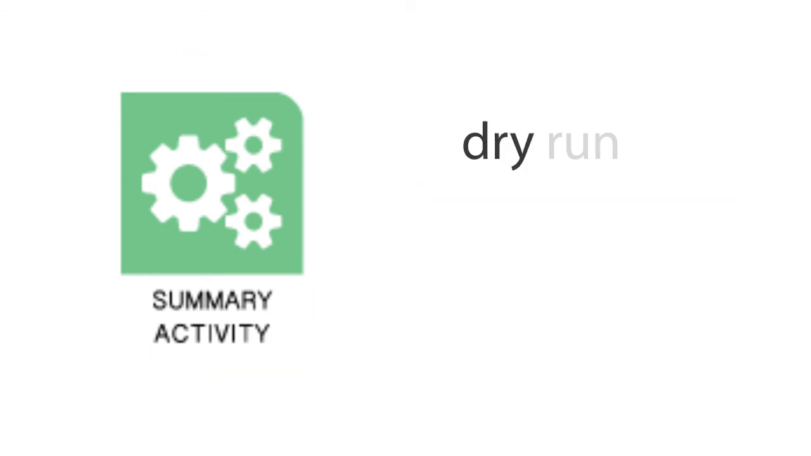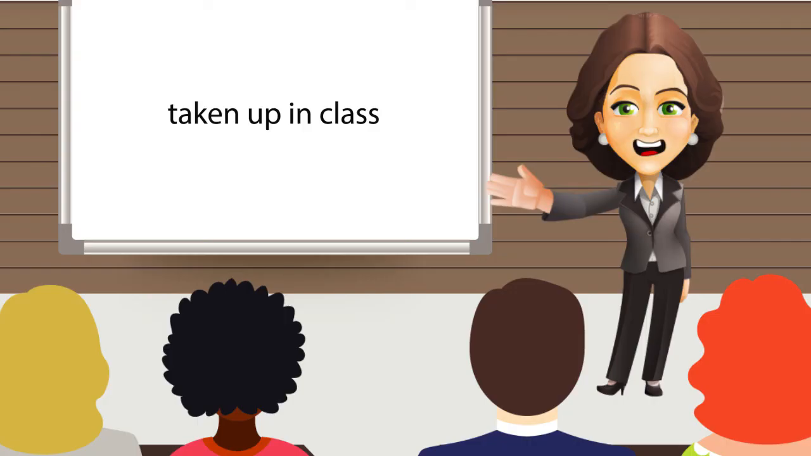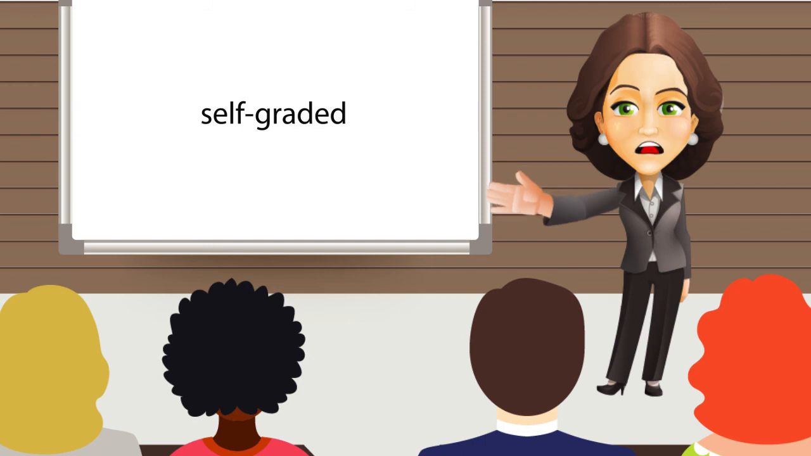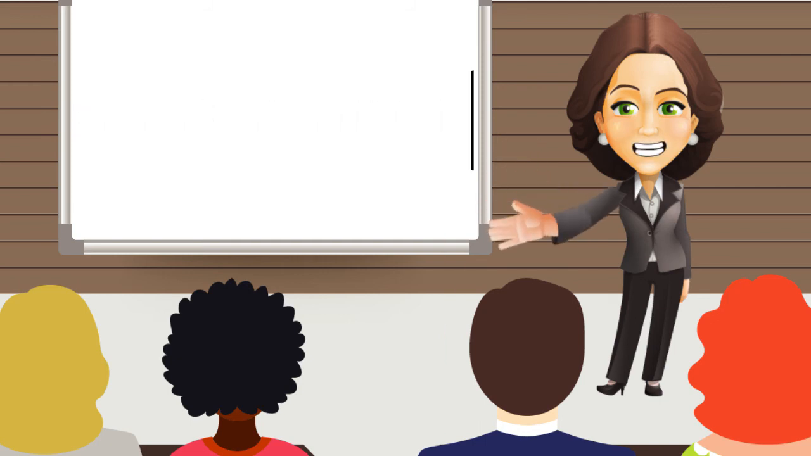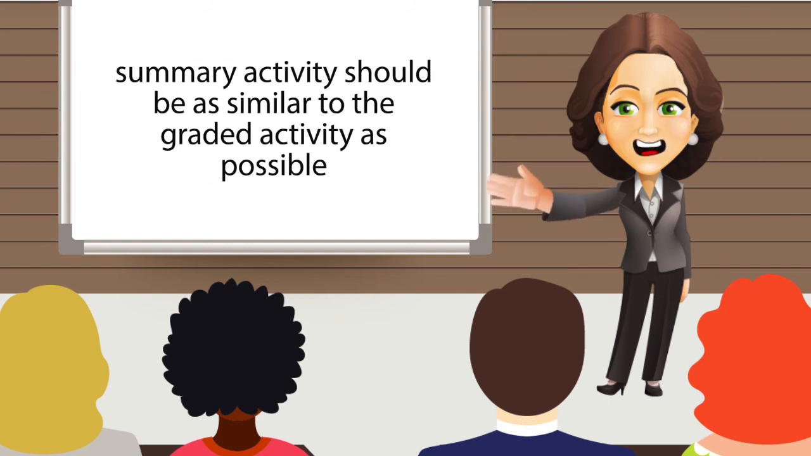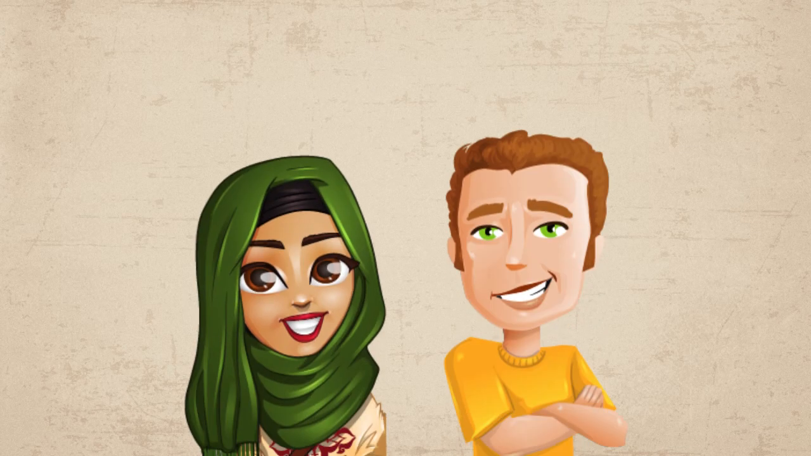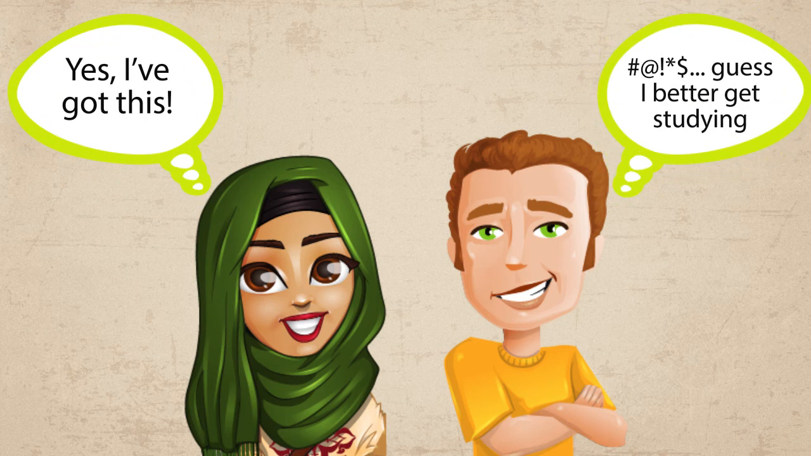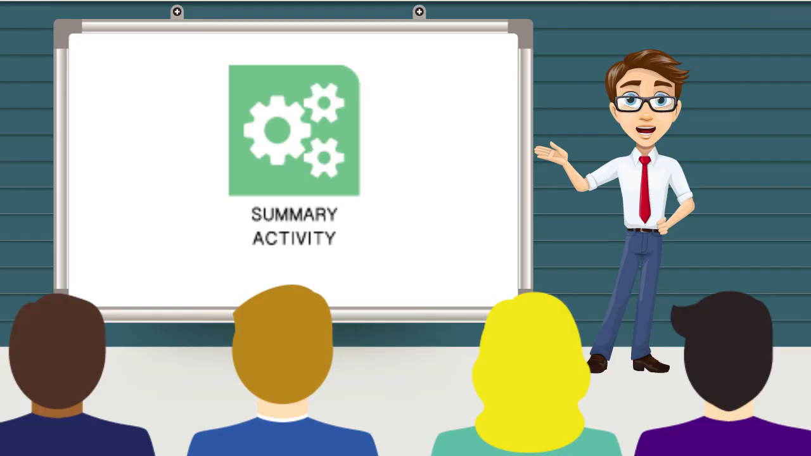This is like a dry run or practice. It's taken up in class, it provides the formative feedback, or it's self-graded, or it's peer-graded, whatever. The idea is that it doesn't generate grades. That comes afterwards. However, the summary activity should be as similar to the eventual graded activity as possible. So the students, again, get a good idea of whether they are ready to be graded, whether they have in fact mastered the content and skills of the lesson.